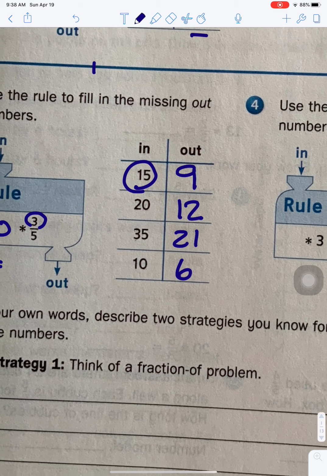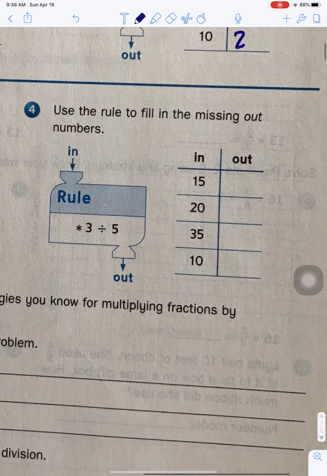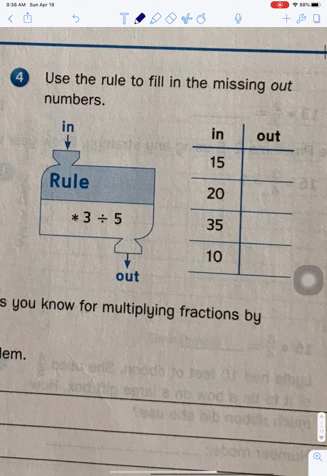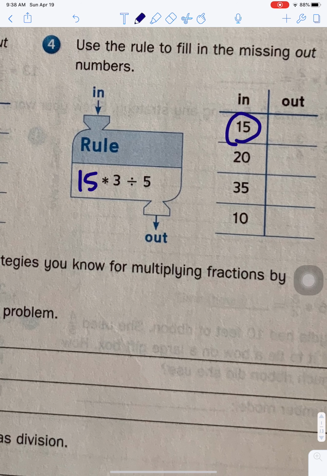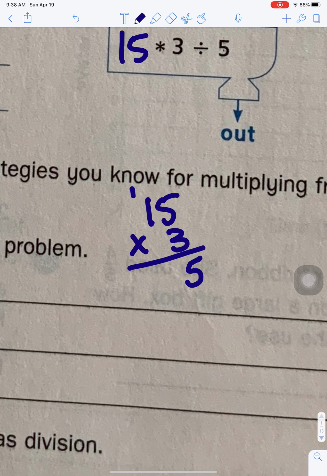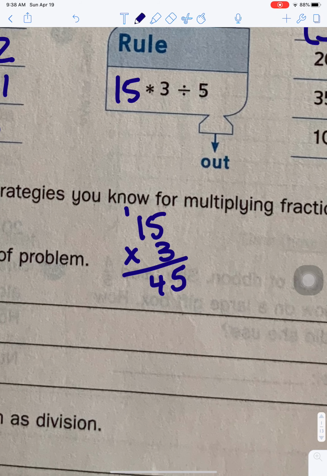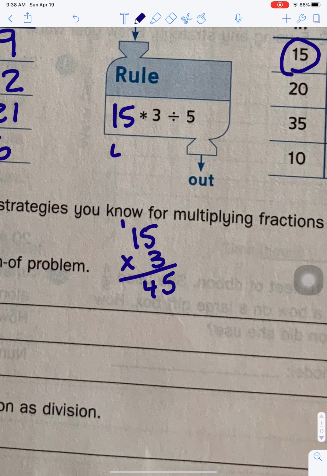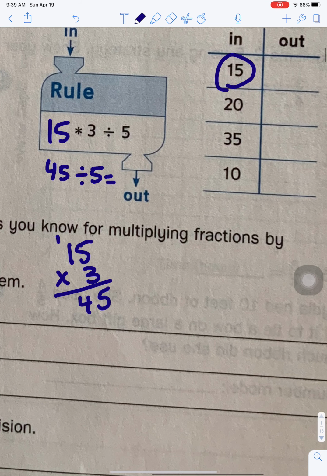Moving on to number 4. Use a rule to fill in the out. So for this one, we'll start with in goes 15. We can do 15 times 3 divided by 5. And if you have scratch paper, you can do this on scratch paper. So 15 times 3 is 45, divided by 5 equals 9.